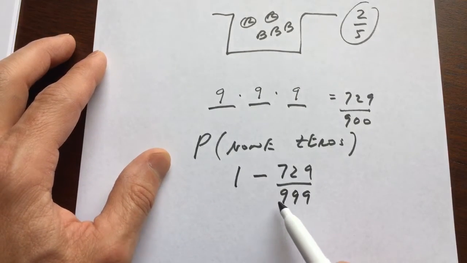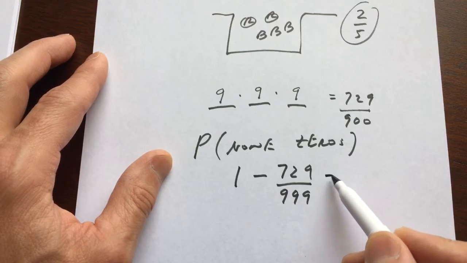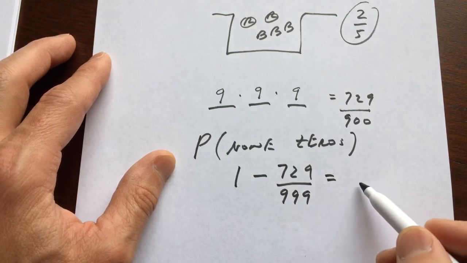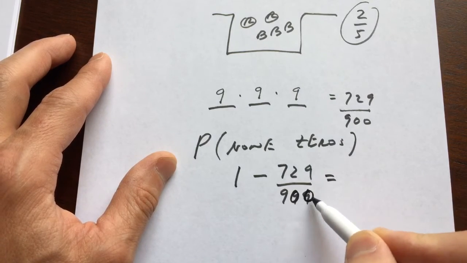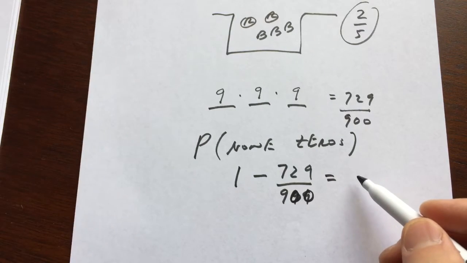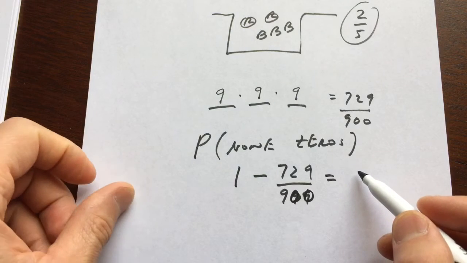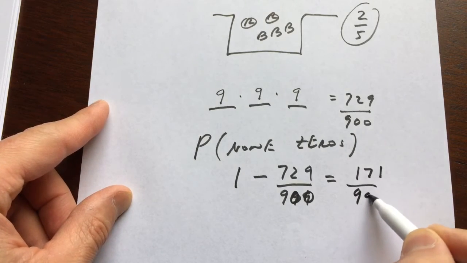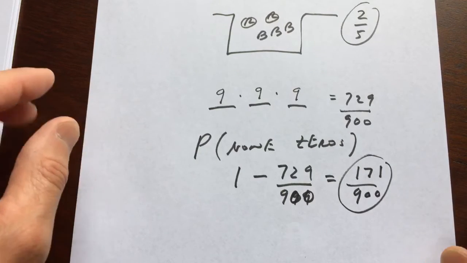it will leave the probability that it has 1 zero or more. So if you do this, what do you get? 1 minus 729 over 900, right? So what is 1 minus 729 over 900? Well, it's 171 over 900. So that would be your probability right there.